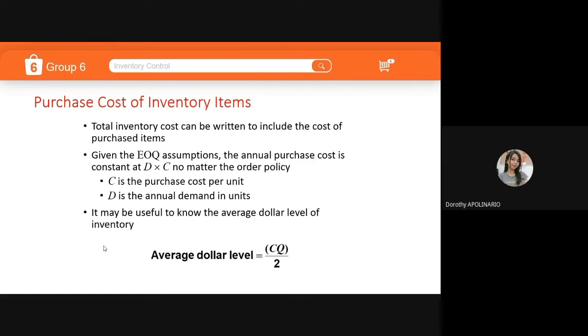So the total inventory cost can be written to include the cost of purchase items. Given the EOQ assumptions, the annual purchase cost is the annual demand in units, which is constant, multiplied by the purchase cost per unit, no matter the order policy. And it may be useful to know the average dollar level of inventory. This is the formula of average dollar level: C multiplied by Q over 2.